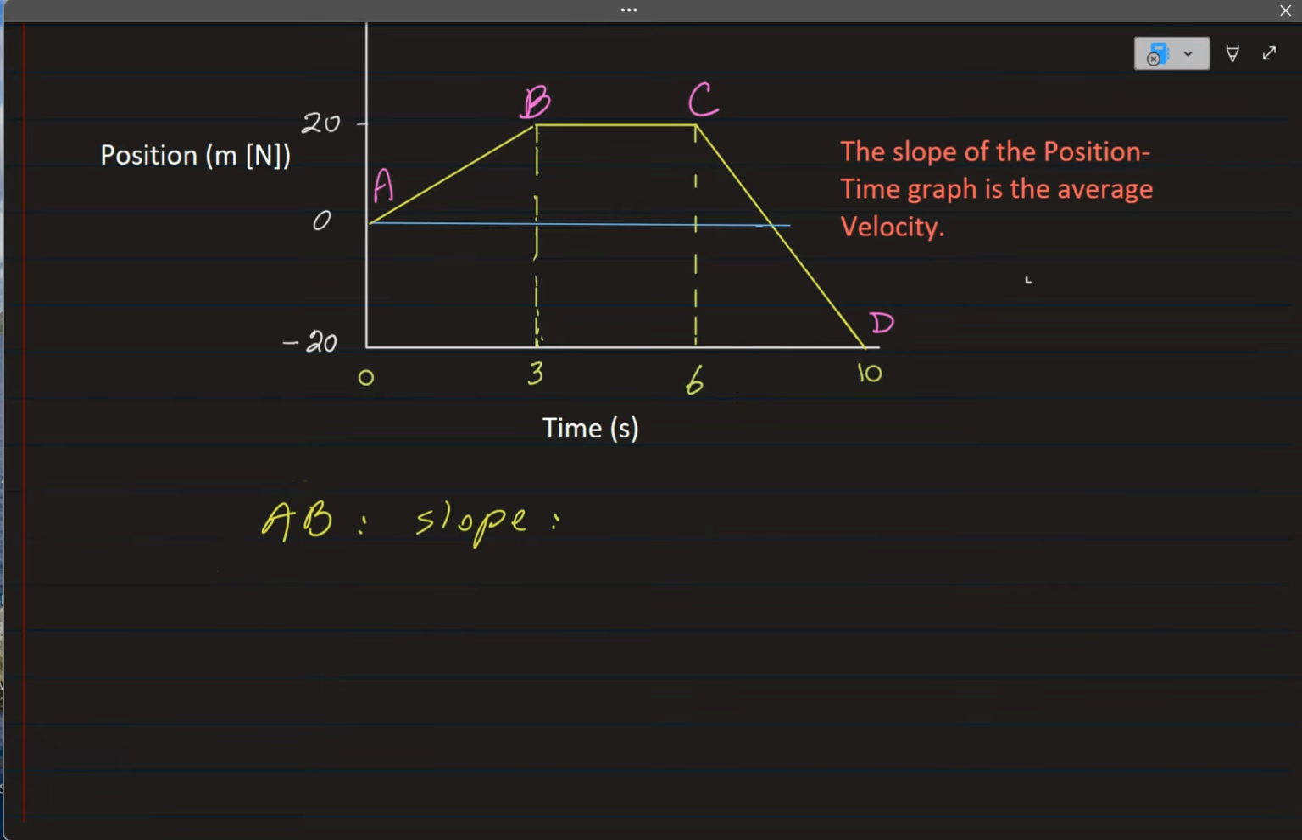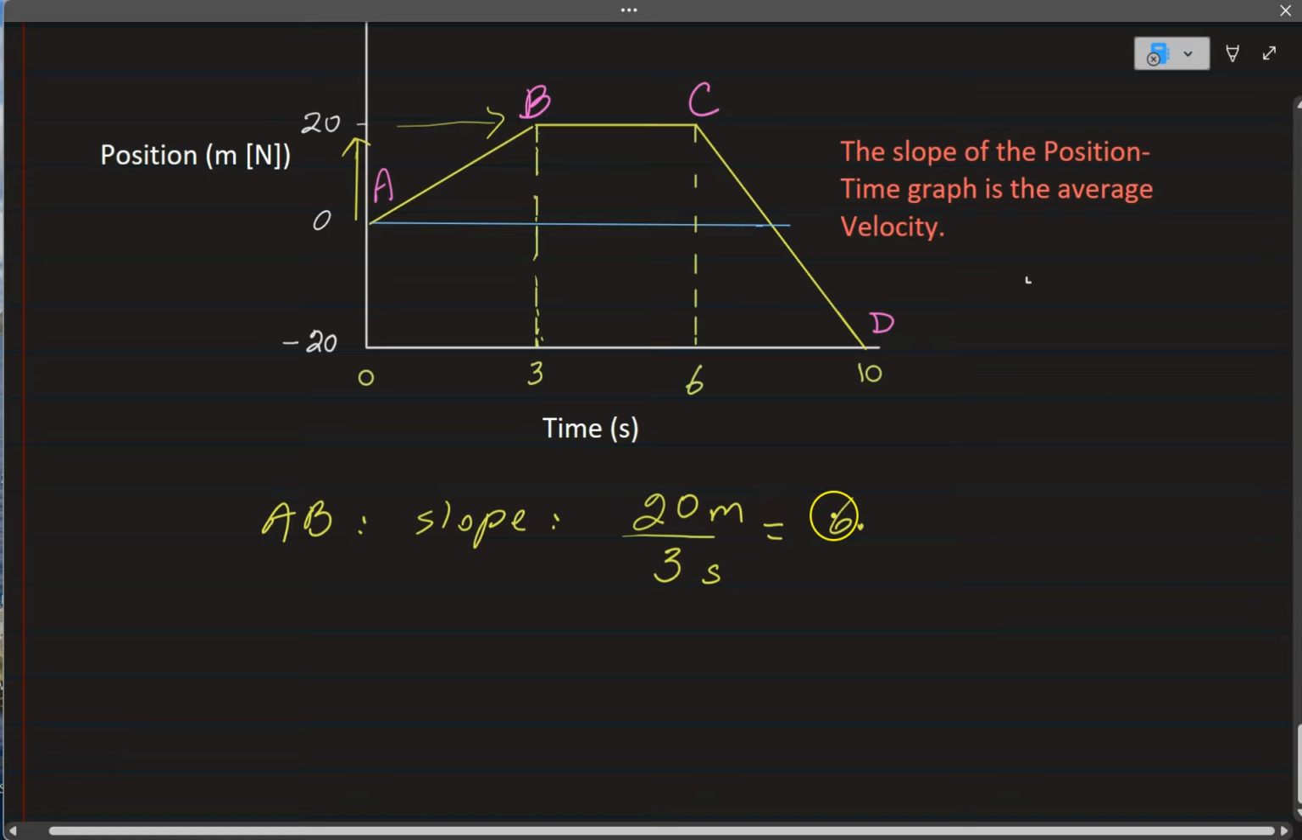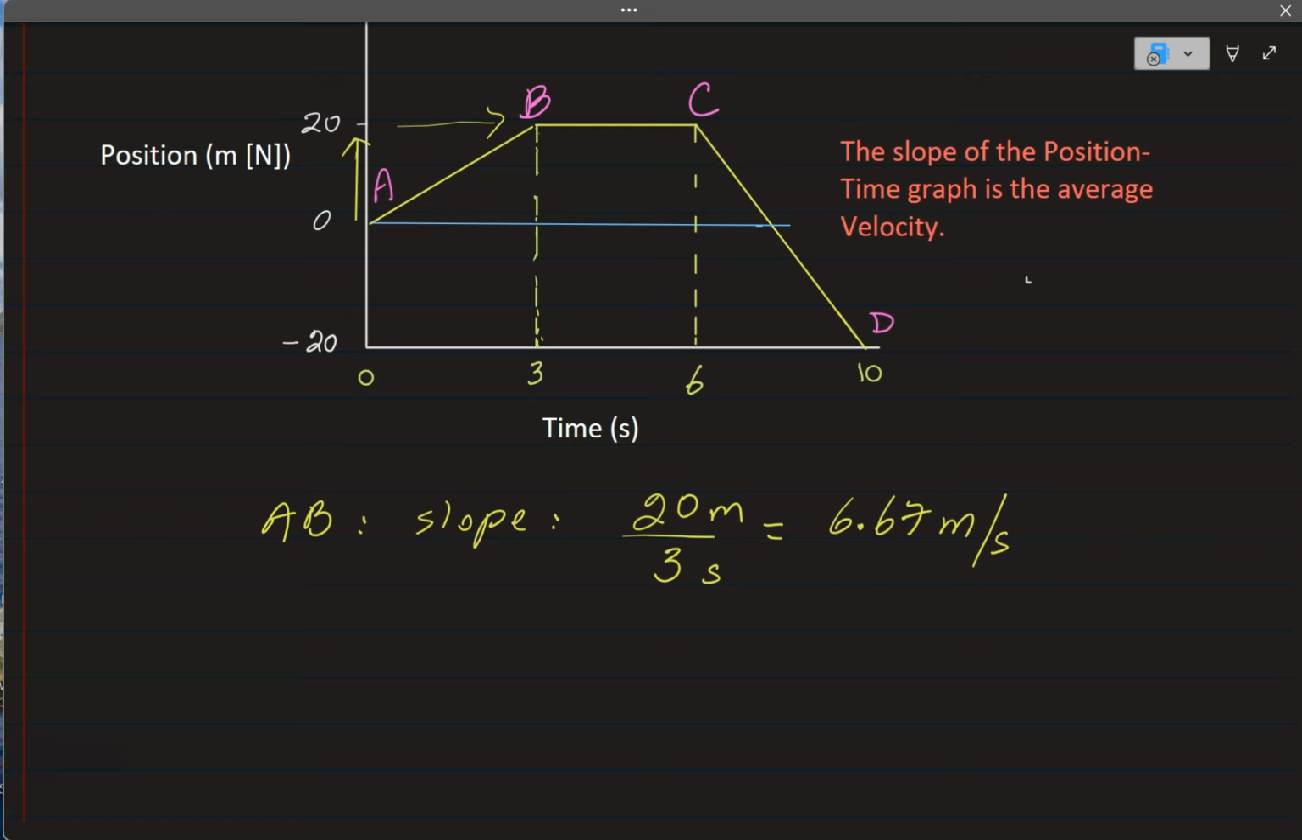What is the slope? Well, the slope here goes up 20 and across 3 seconds. So the slope is rise over run. We're going up 20 divided by 3 seconds. Remember, this is the meters, this is the seconds, and the slope is the ratio, which is your average velocity. Rounded, it's 6.67 meters per second. That's the average velocity at AB. Very good.